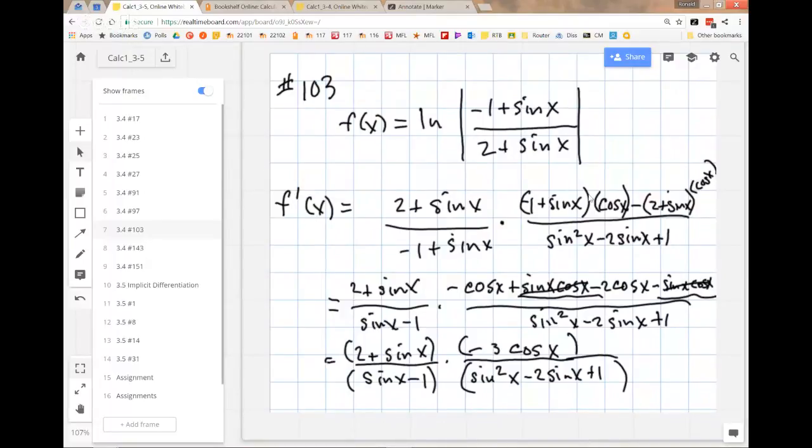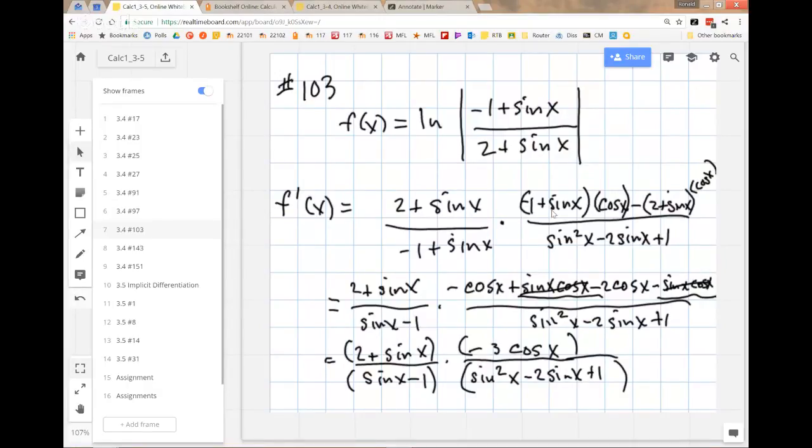So first of all, just a comment. Why is this the natural log of the absolute value of -1 plus sine x over 2 plus sine x? Why is the absolute value sign there? Well, you cannot take the natural log of a negative number. Why is that? Because e to some power cannot ever equal a negative. No matter what power you put on e, the answer will never be negative. So it's impossible to take the natural log of a negative. So anyway, this assures that it's not going to be negative.